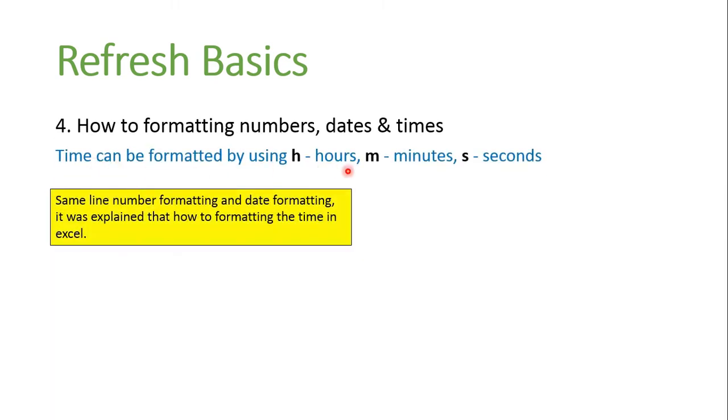Time formatting. Time can be formatted by using the H letter, M letter, and S letter. S letter for seconds, M letter for minutes, H letter for hours. By using these three letters, we can format your time according to your requirement. That has also been clearly explained in the course by providing examples in the Excel sheet.